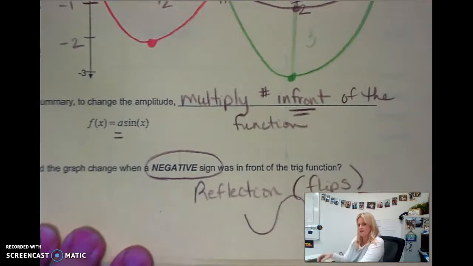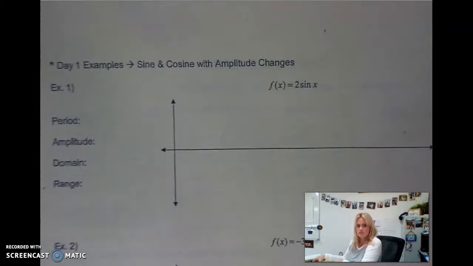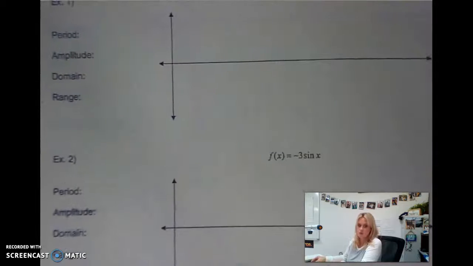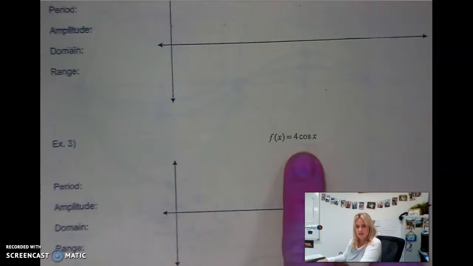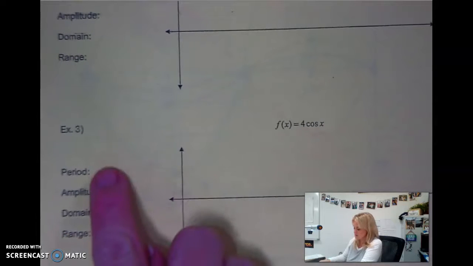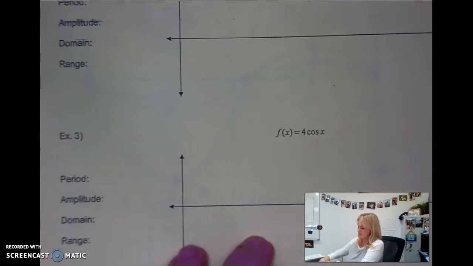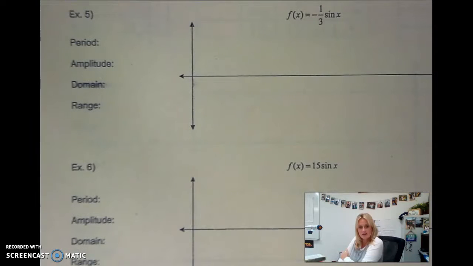Okay? So if you turn the page now, you have 6 problems to do. What I want you to do is notice that some of these are sine and some of these are cosine. So make sure you look at that. I also want you to make sure you answer the questions over here about the period, the amplitude, the domain, and the range. If you have any questions, we'll work through those in class, but work on the next 6 problems.